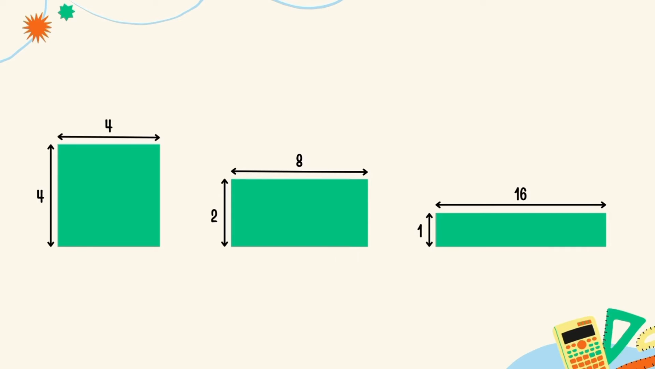For example, if we multiply the width and the length of these rectangles, they will have the same total area, which is 16 cm square. The first rectangle has the same width and length, which is 4 cm. So the total perimeter will be 16 cm. The next rectangle has 8 cm width and 2 cm length, so the total perimeter will be 20 cm.